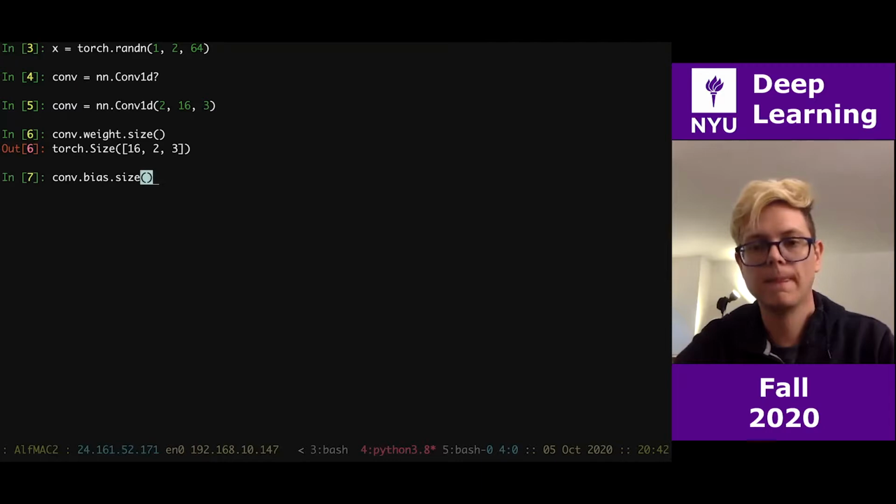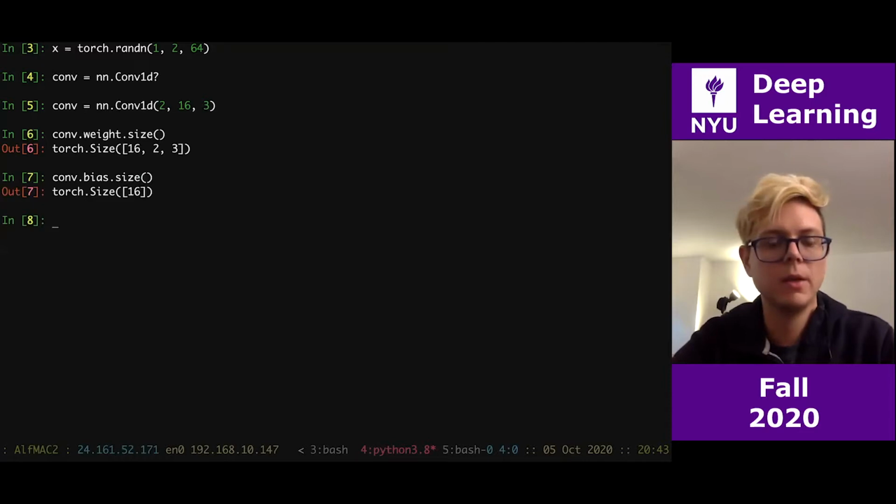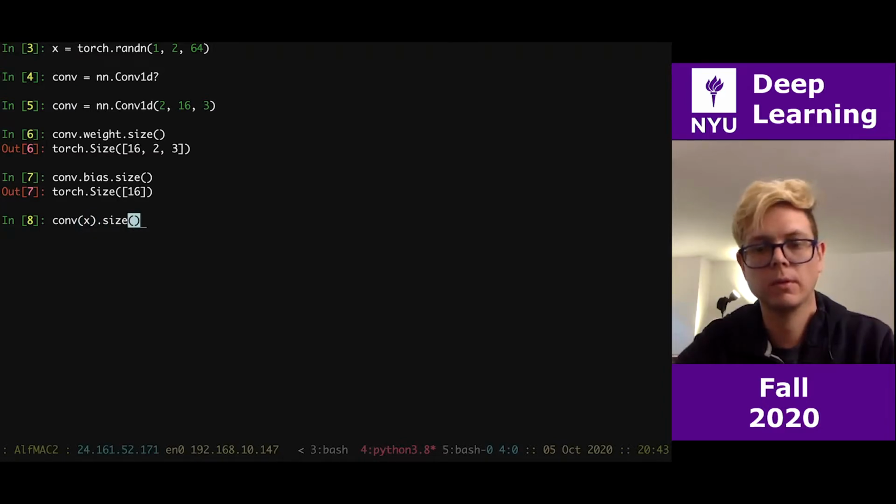Anyone? If we have 16 kernels, we're going to have 16 biases. Yeah. Finally, what is the size of my convolution applied to my x? And you need to answer because we don't go ahead otherwise.